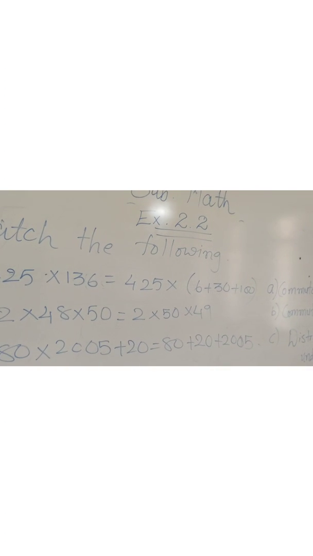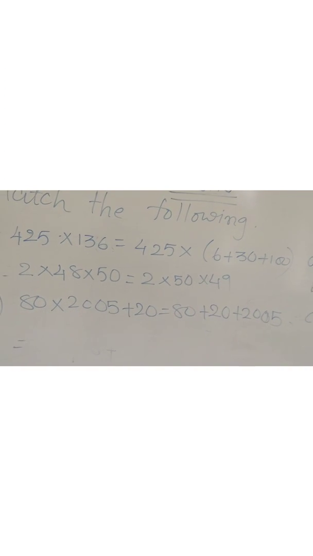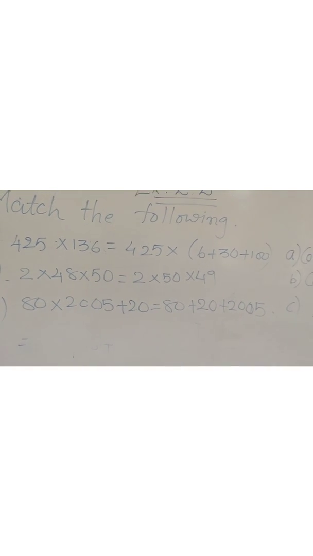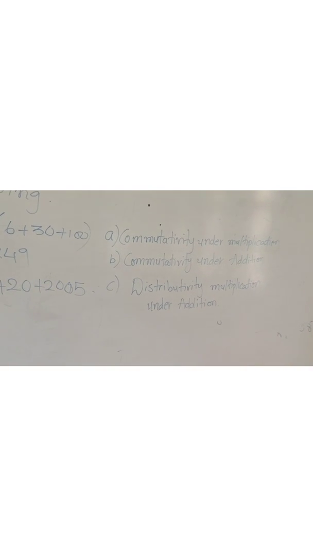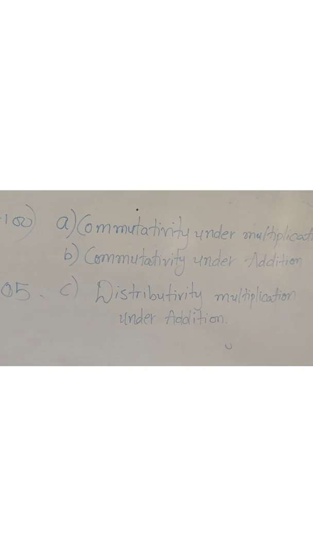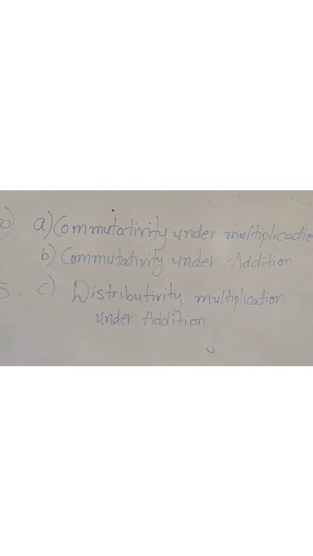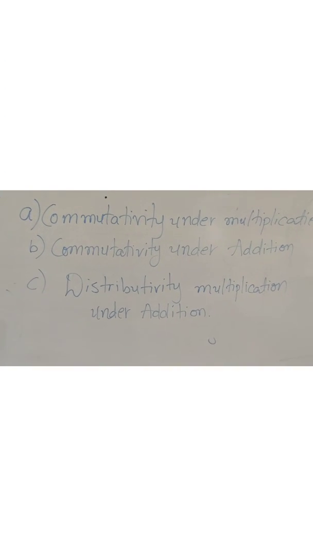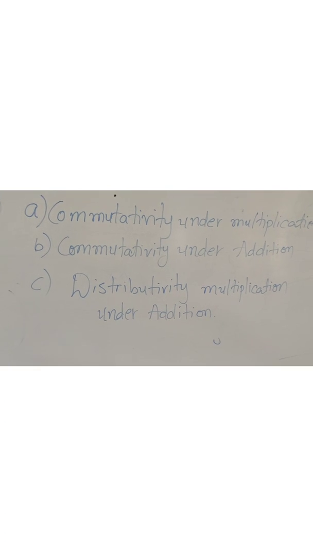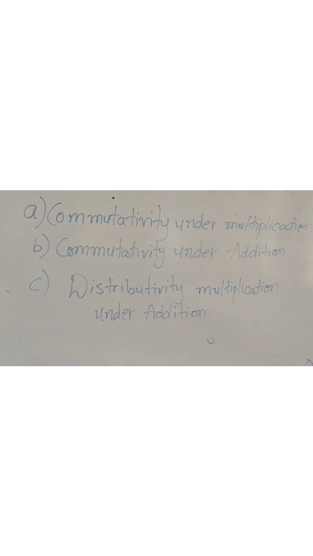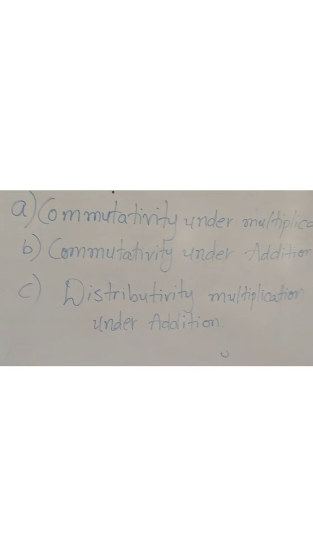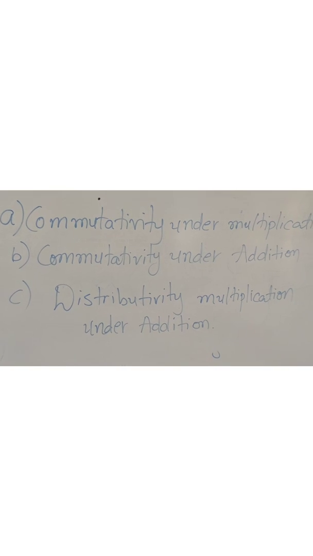Now let's see the next question. Match the following. Question 5 and 6 we'll do later on. First let us complete this. Match the following. Here you can see 1, 2 and 3 and A, B, C. You have to match these columns. And if you observe, this match the following is based on the properties which we have studied. So two properties we have studied, commutative property and distributive property. What is commutative property?